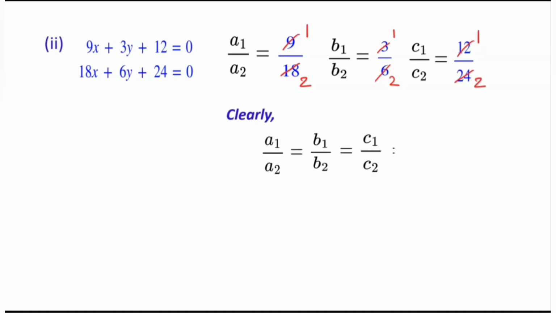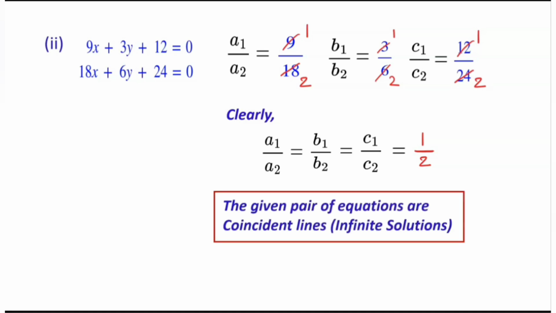So clearly we can observe that a1 by a2, b1 by b2 and c1 by c2 are all equal, and they are all equal to 1 by 2. Now what happens if a1 by a2, b1 by b2, c1 by c2 are equal? If they are all equal, the lines are coincident to each other. The two given equations represent coincident lines. They will coincide with each other, and because they coincide, they will have an infinite number of solutions, and they are said to be consistent.